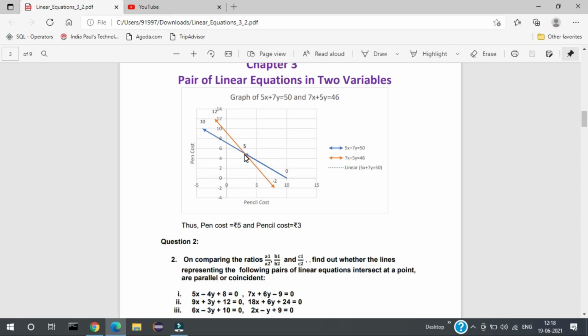So what is the pencil cost? Pencil cost will become 3. So here this is between 0 to 5, right? So we get the value of 3. And what is the pen cost? Pen cost will be 5. So we got the solution. Pen cost equals 5 and pencil cost equals 3.